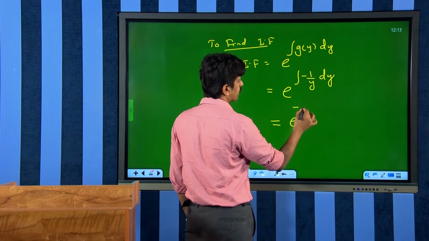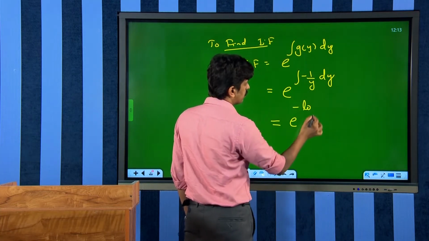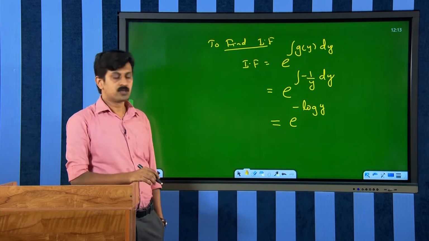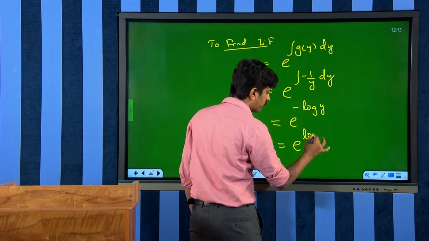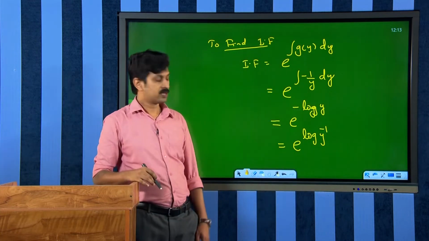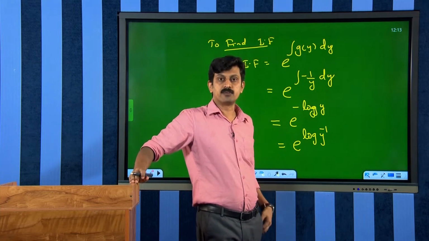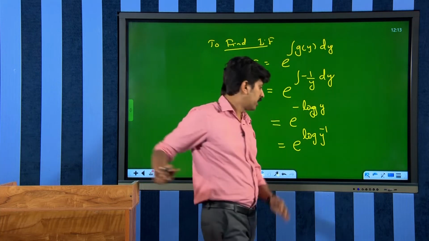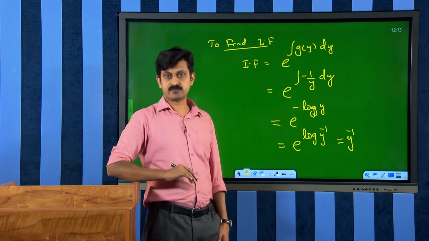The integral of minus 1 by y is minus log mod y, that is equal to minus log y. So we can write this as e raised to minus log y, that is e raised to log of y raised to minus 1. As we discussed in previous classes, the e and log will cancel, and finally we have y raised to minus 1.